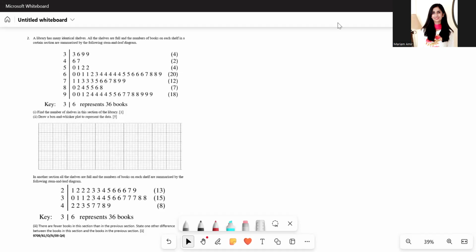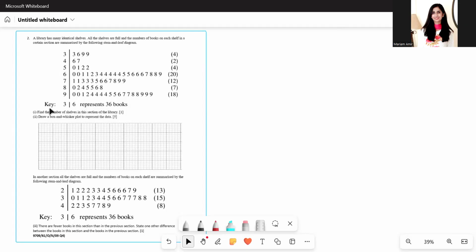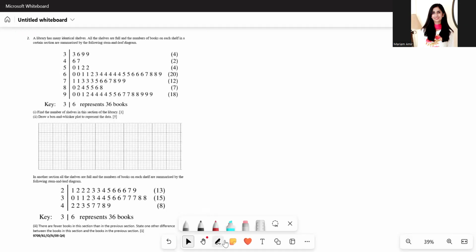A library has many identical shelves. All the shelves are full, and the number of books on each shelf in a certain section are summarized by the following stem and leaf diagram. Let's read the key. 3/6 represents 36 books. So 7/5 means there's a particular shelf that has 75 books in it.